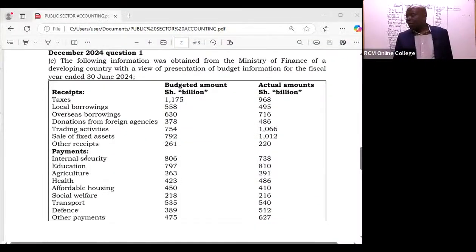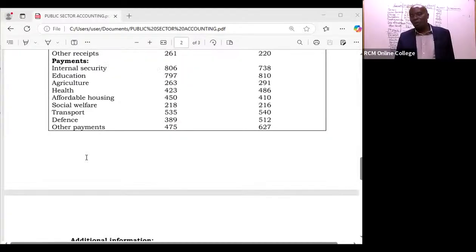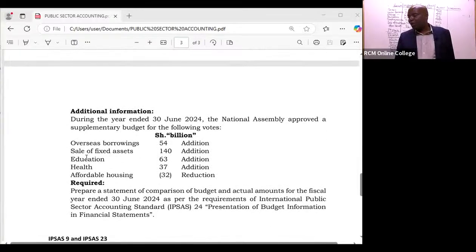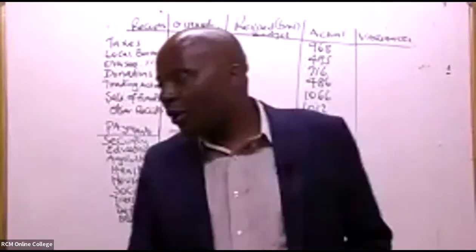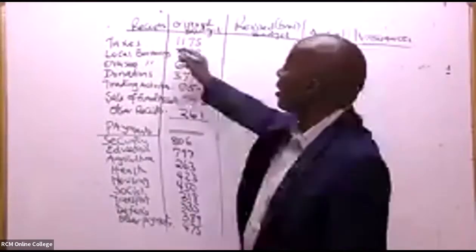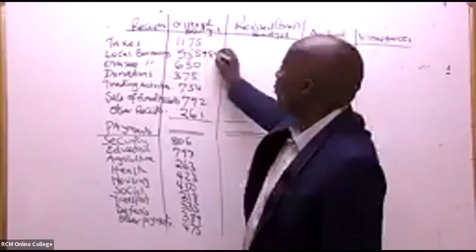All right, now let's work on our middle column. The middle column is the column that will accommodate adjustments. So additional information, we are told during the year ended 30th June 2024, the National Assembly approved a supplementary budget for the following votes. You can see overseas borrowing is 54 addition. So go to overseas borrowing and say plus 54. Just write like that first.